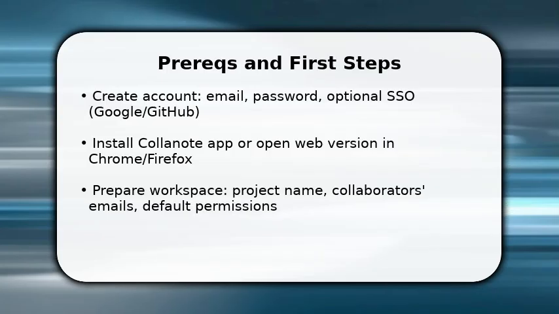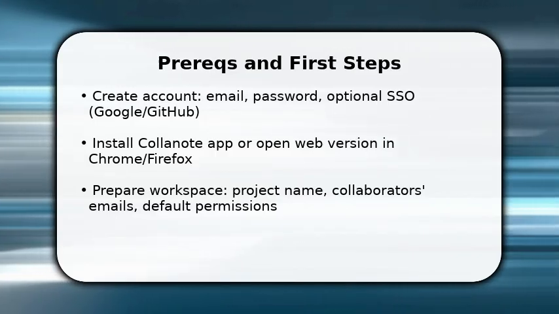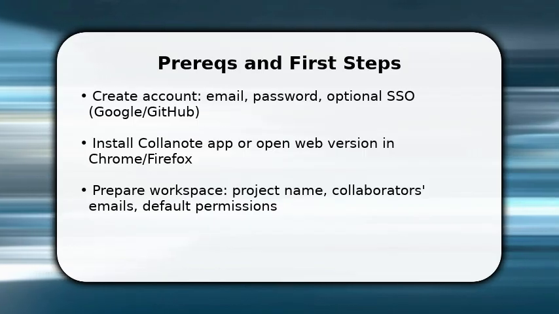You start by getting essentials in place. Sign up with your email or SSO, then open Collanote in the browser or install the desktop app. Once done, create a workspace and give it a clear project name so files stay organized. Invite collaborators immediately and set their permissions, edit, comment, or view, because permissions shape workflows.